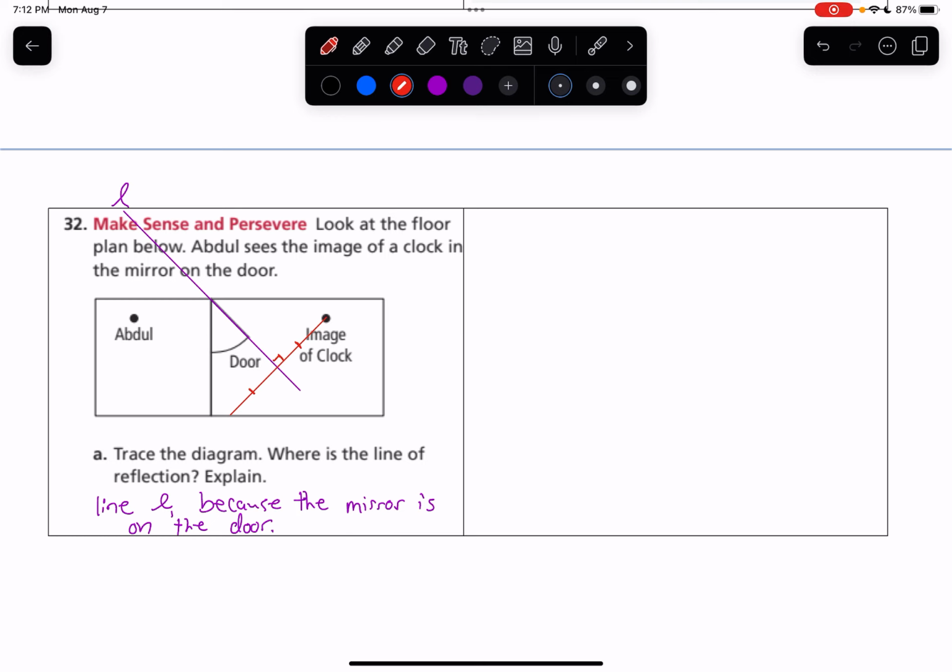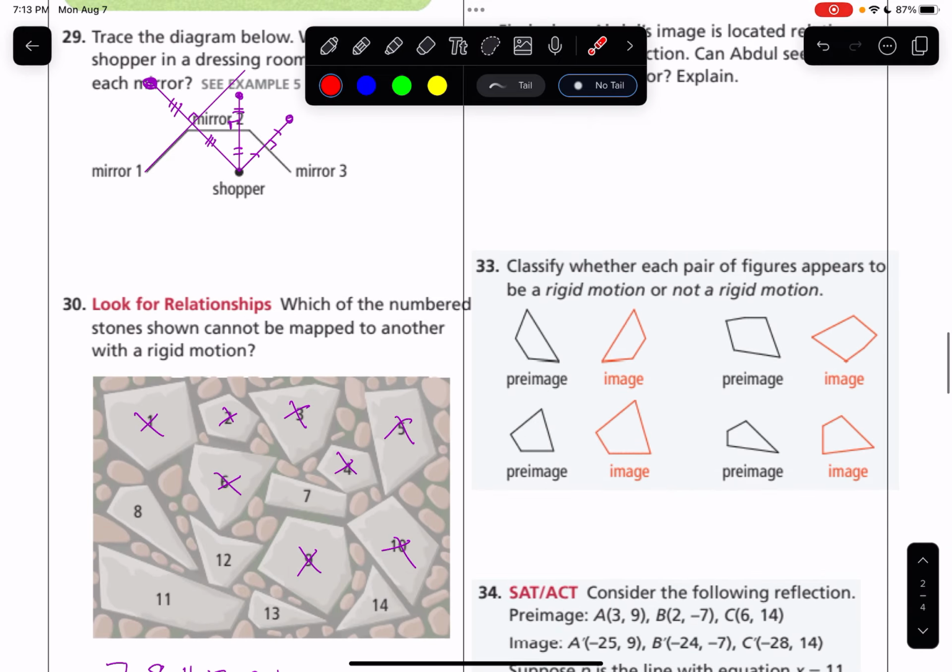So the actual clock is on the wall. This is where the clock really is. But when Abdul looks into the mirror, he sees the reflection of this clock. And when he sees the reflection of this clock, he sees it out in his field of view as if it were out here. We know the clock's not out here, right? Abdul knows the clock's not in the middle of the room. But when he sees it through the mirror, it looks like he's looking straight at it, when it's really down here. So when we come up here, we answer the question.